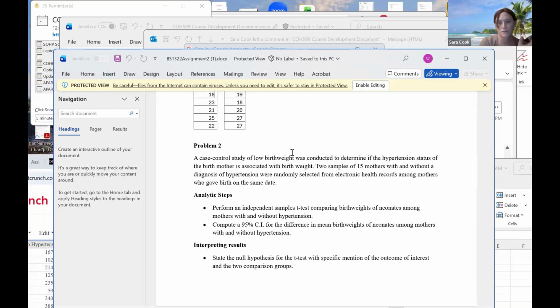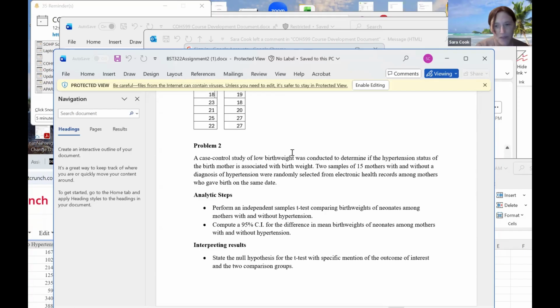This is a little different because we're taking women who have hypertension versus not hypertension, and we're actually more interested in what is happening with their neonates. Two samples of 15 mothers with and without a diagnosis of hypertension were randomly selected from electronic health records among mothers who gave birth on the same date. You could actually think of this as a cohort study now that I think about it, because you're thinking of hypertension of the mother as being the exposure, but you don't really need to know that for the purposes of doing this, and our interpretation will be the same.